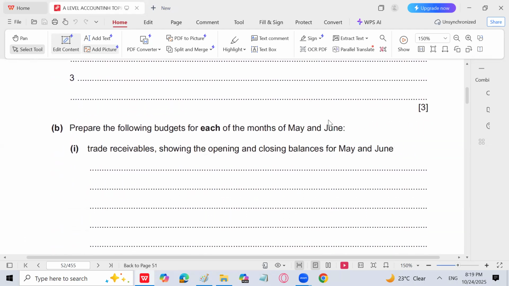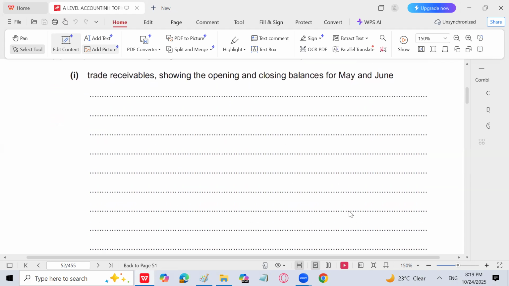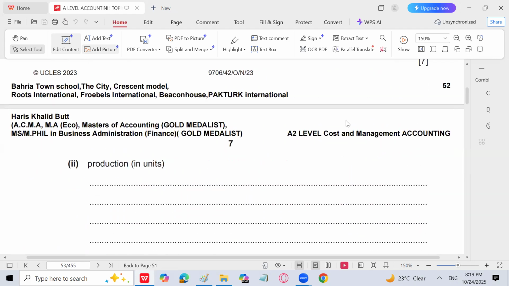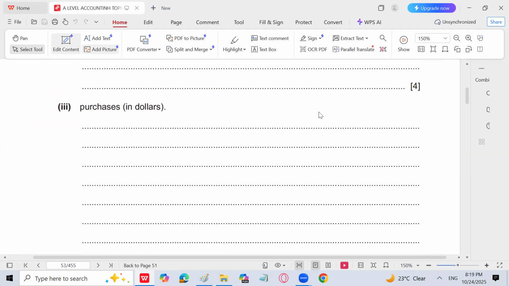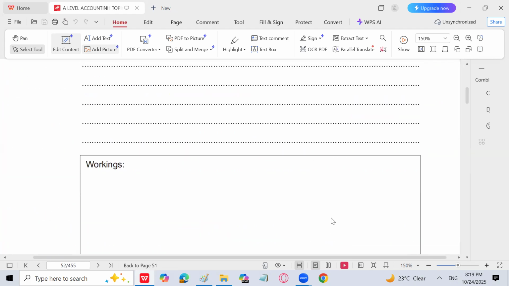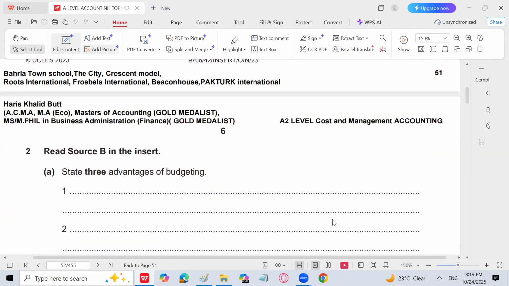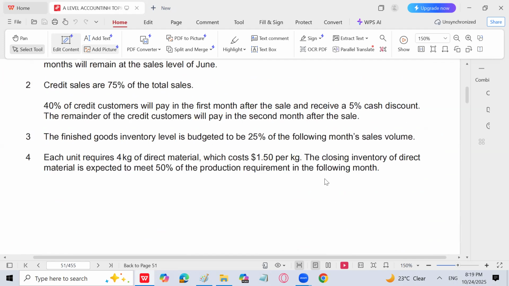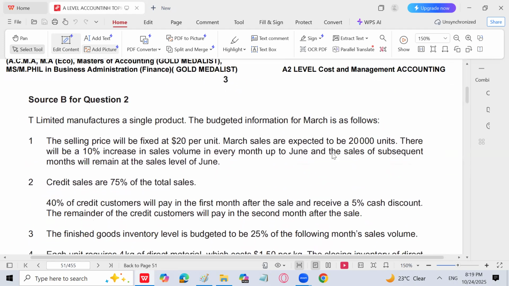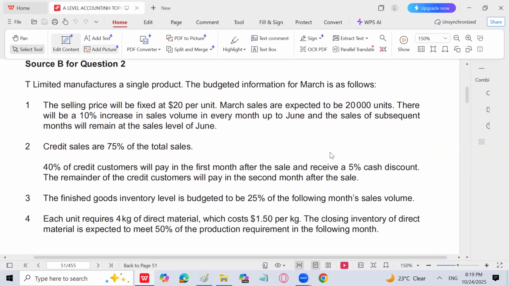Prepare the following budgets for each of the months of May and June: trade receivable showing the opening and closing balance for May and June, then production budget in units, and then purchase in dollars. So we have to prepare that. First, I'm going to prepare the trade receivable budget, which is an important one because we have not prepared a trade receivable budget up till now. Although you can find lots of questions I have uploaded on my YouTube channel, Accounting with Sir Harris.